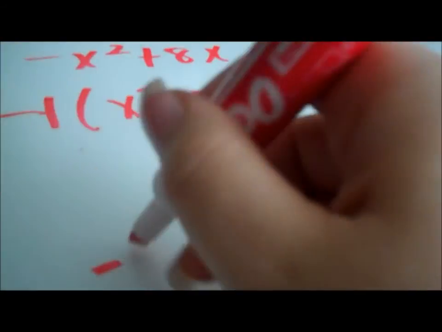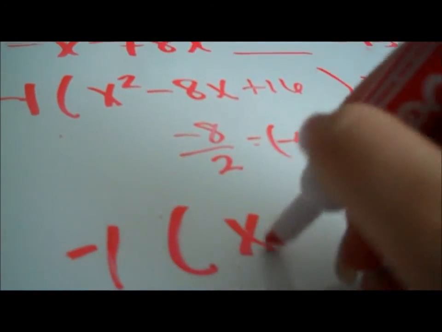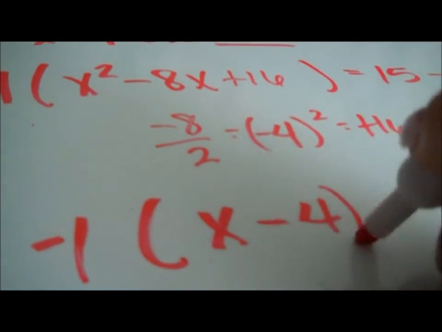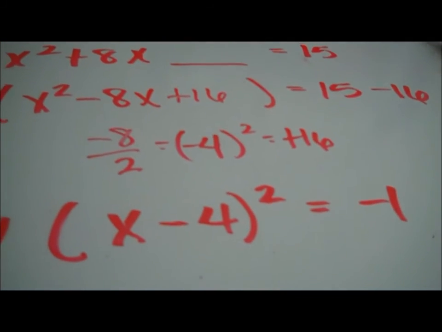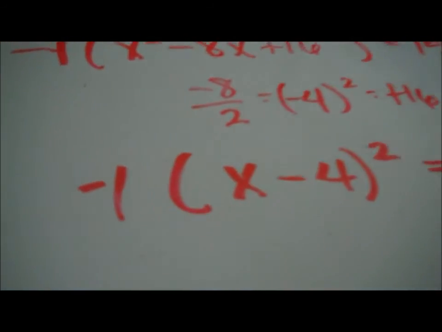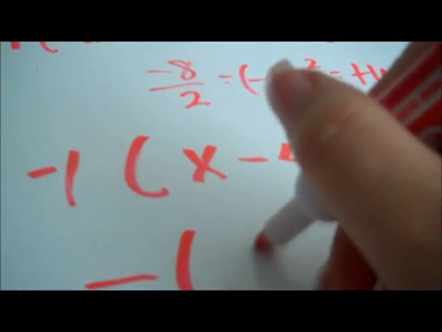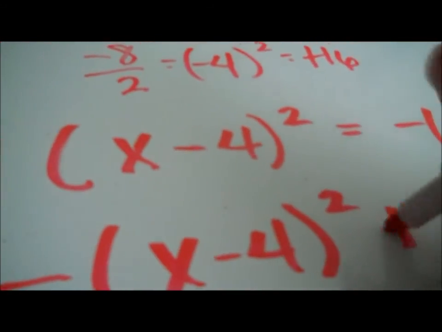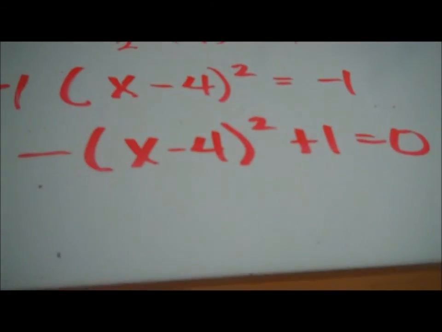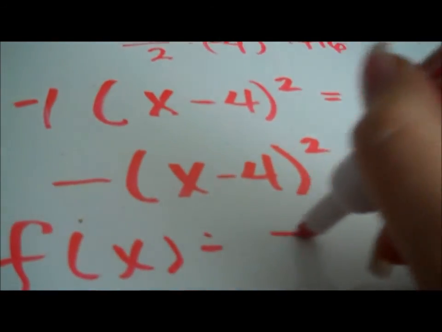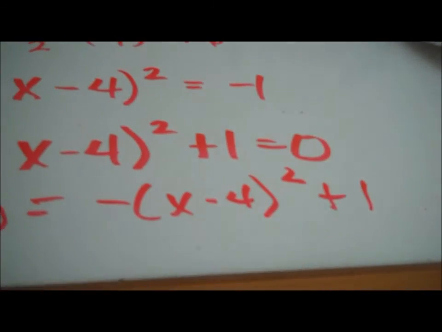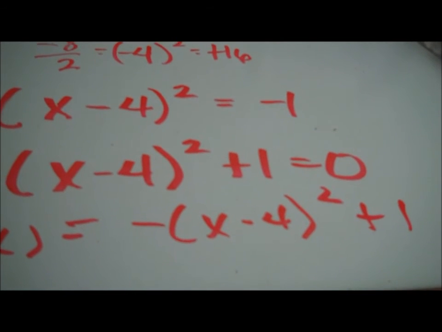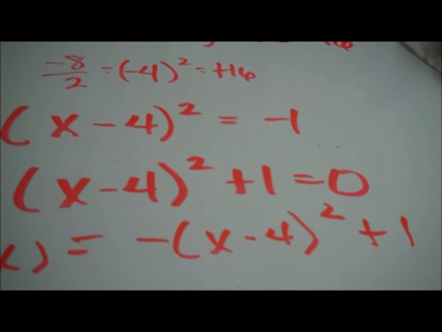Okay, rewrite this as a negative 1 parentheses x minus 4 quantity squared equals a negative 1, because 15 minus 16 is negative 1. Bring that negative 1 over, so I have a negative x minus 4 quantity squared plus 1 equals 0. And this is now my new vertex form of my equation, a negative x minus 4 quantity squared plus 1. Now that we have that down, we need to solve for our x-intercepts, our y-intercept, and our vertex.